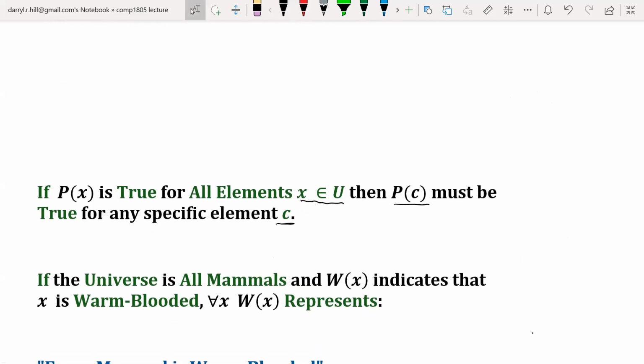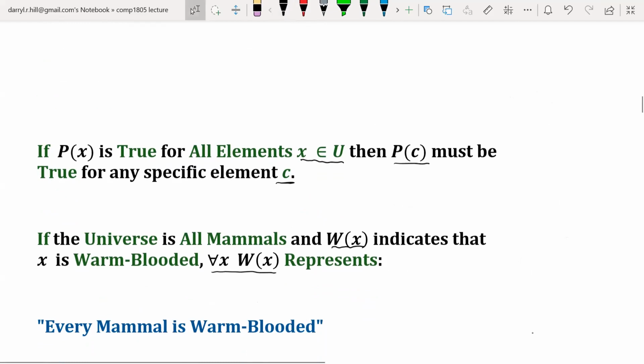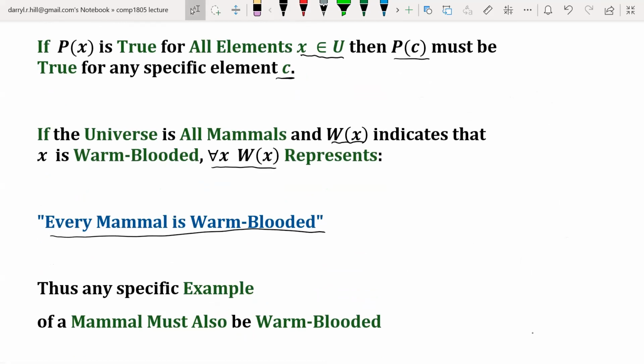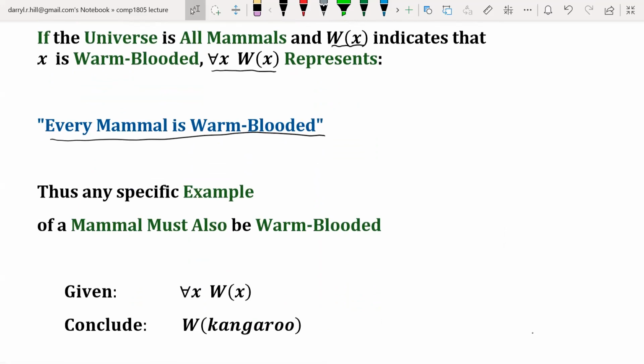And so one example is if the universe is all mammals and W of x represents that x is warm-blooded, then for all x, W of x means every mammal is warm-blooded. And then thus any specific example of a mammal must also be warm-blooded, right? So an example of that is, if I state that, and it's true that for all x, W of x, all animals are warm-blooded, then I can choose any animal, say a kangaroo, and conclude that the kangaroo is also warm-blooded. Okay? So does that make sense?